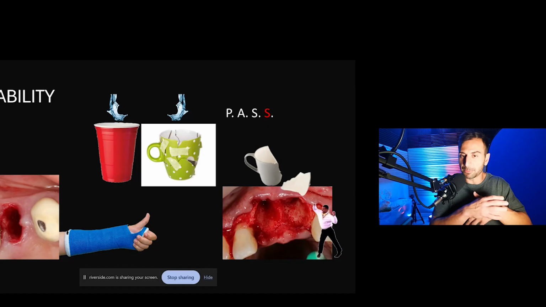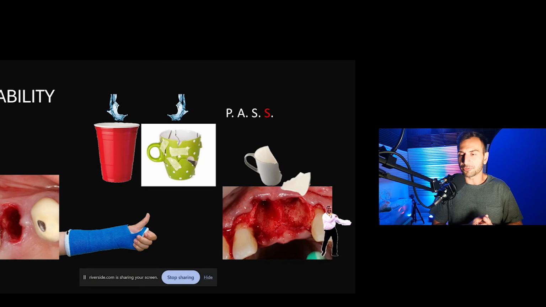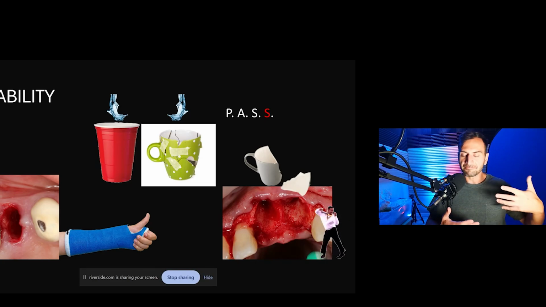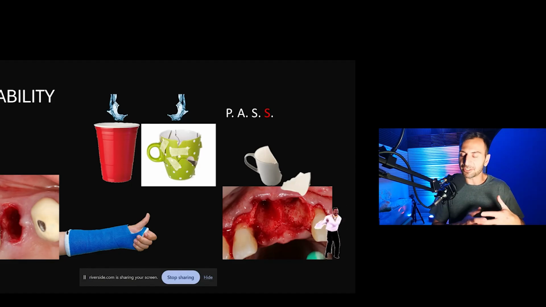If the sockets are really broken down and you just shove particulate bone and then close a flap and don't do a membrane, don't do special sutures, don't do tacks, don't do anything to stabilize that bone graft, the patients will eat, chew, function, everything that they could possibly think they could do in their mouth. They're going to do just naturally living their lives. And that's going to disrupt the stability of the wound.